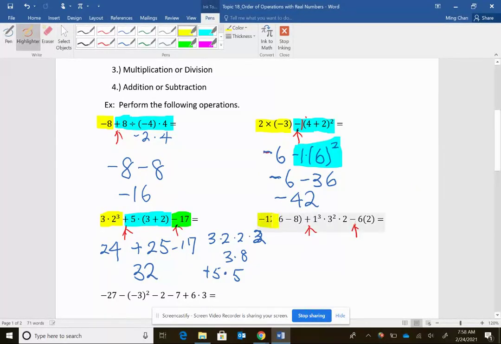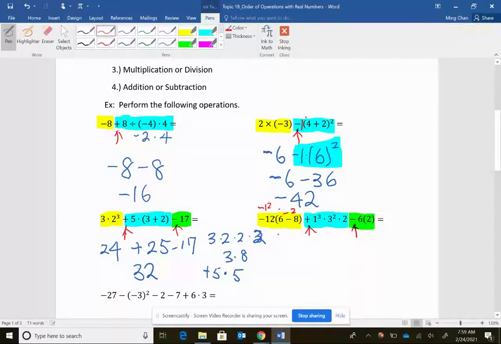All right, first term, negative 12 times 6 minus 8. Second term, positive 1 to the third power. And then my last term should be negative 6 times 2. All right, let's figure out the first term first. 6 minus 8 in the parenthesis first is negative 2, right? Term to a different sign, we will subtract. And this negative 2 will now be multiplied by negative 12 because between the negative 12 and the parenthesis, there's multiplication.